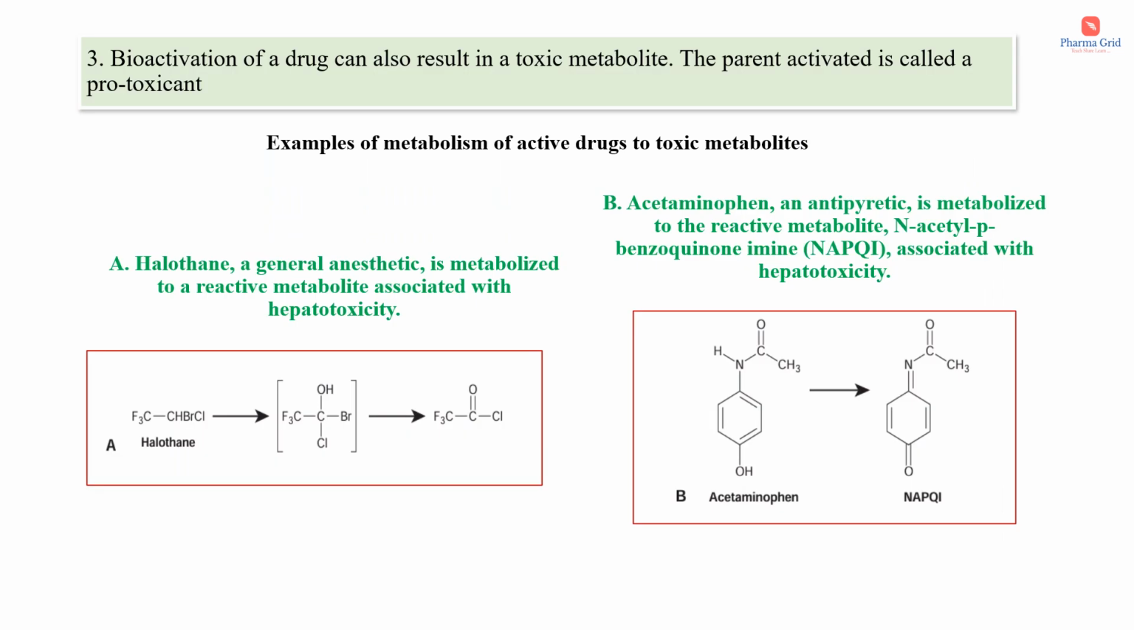Next, bioactivation of a drug can also result in a toxic metabolite. The parent activated is called a protoxicant. Here you can see examples of metabolism of active drugs to toxic metabolites. The first example is halothane. Halothane, a general anesthetic, is metabolized to a reactive metabolite associated with hepatotoxicity. The next example is acetaminophen. We know that acetaminophen is an antipyretic. It is metabolized to the reactive metabolite N-acetyl-p-benzoquinone imine, NAPQI. It is associated with hepatotoxicity.